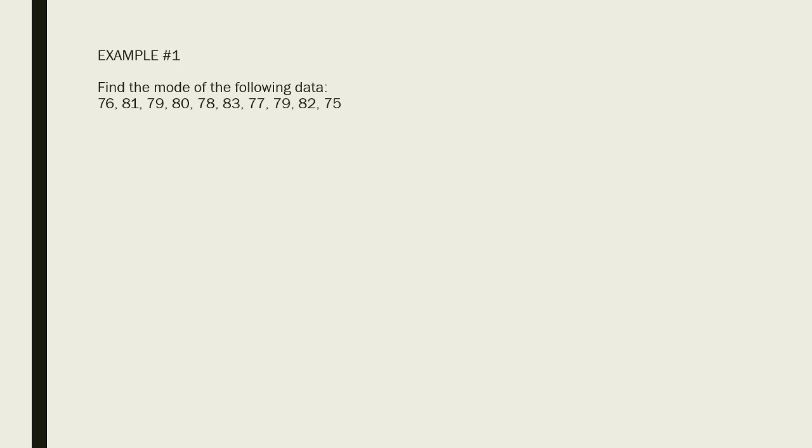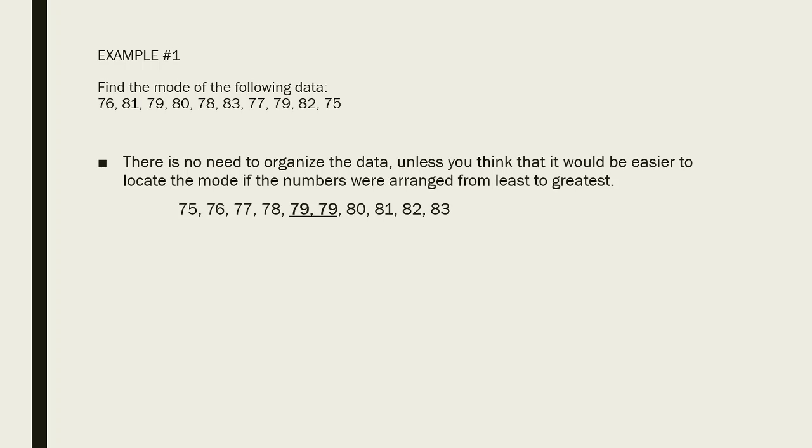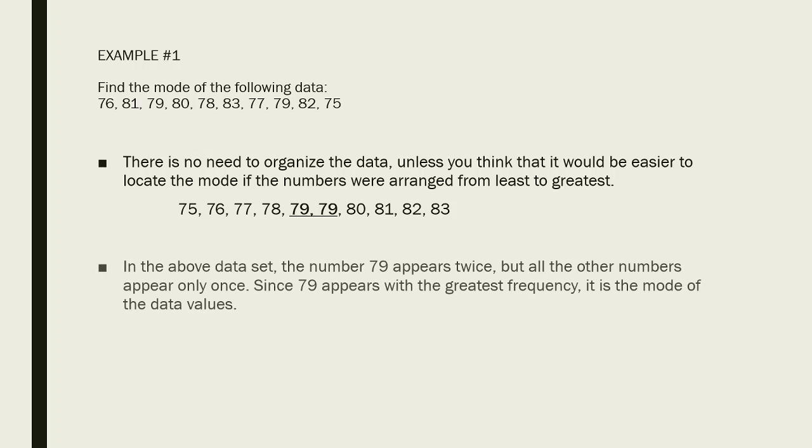Find the mode of the following data. So we have 76, 81, 79, 80, 78, 83, 77, 79, 82, and 75. There is no need to organize data unless you think that it would be easier to locate the mode if the numbers were arranged from least to greatest. So if you arrange the data from least to greatest, it will be 75, 76, 77, 78, 79, 79, 80, 81, 82, and 83.